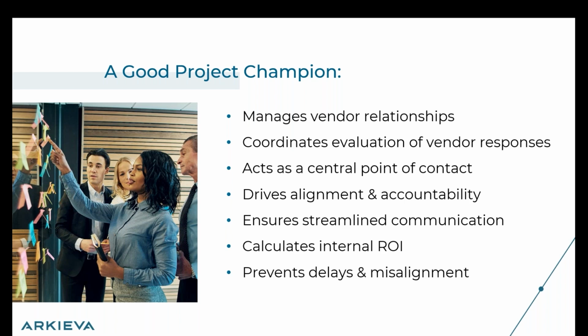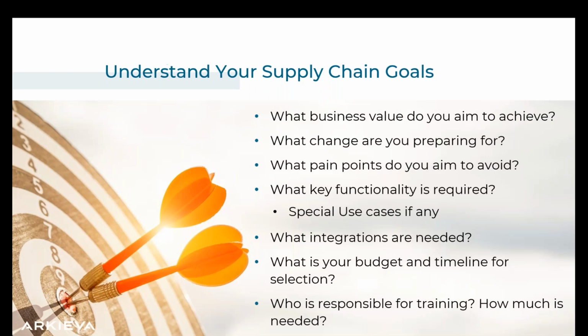And then, of course, they prevent delays and misalignment. Now, we talk about the supply chain goals. Remember what I said earlier, selection process, implementation process, all of these are means to an end. The ultimate thing is the business value. How do you create the business value? So you need to know that up front. What business value do you aim to achieve? What change you want to see? What pain points you want to avoid?